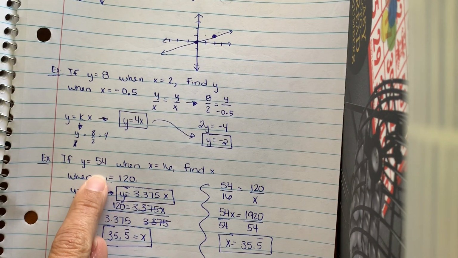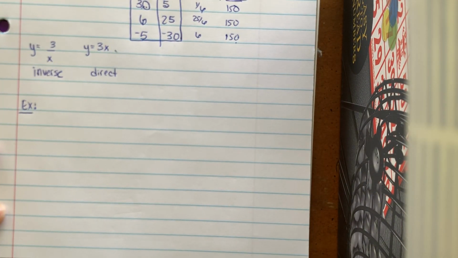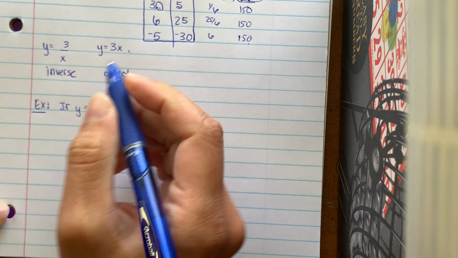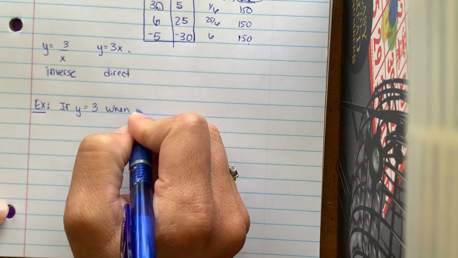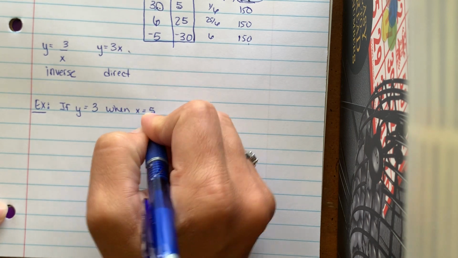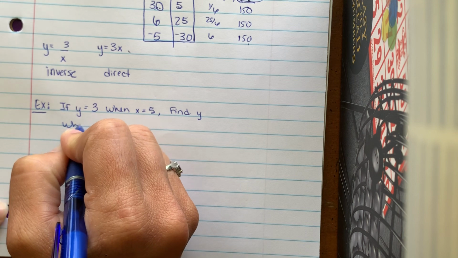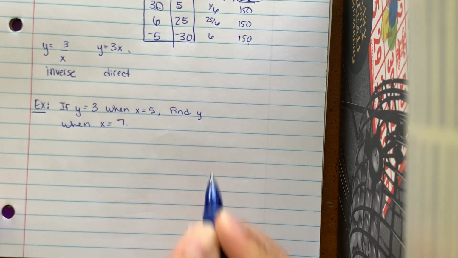Okay, all these were direct. This time we're going to look at inverse and how to set those equations up. So I'm making these numbers up, so they're probably not going to be very perfect. But if y equals 3 when x equals 5, find y when x equals 7.